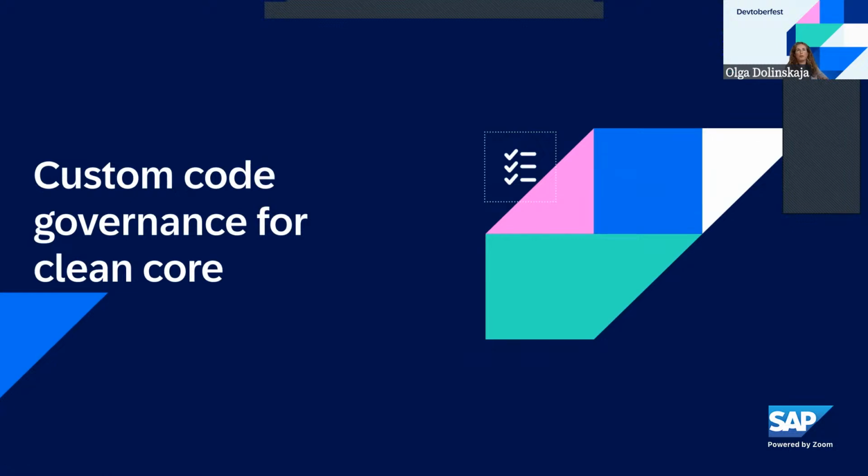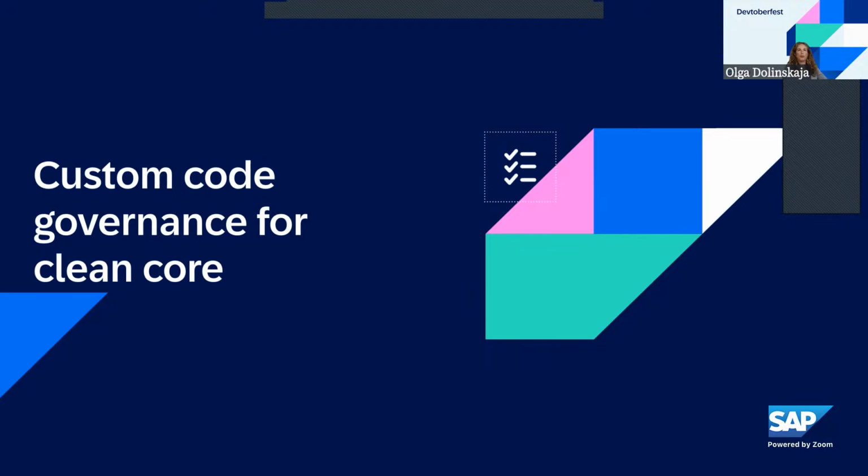We have talked about how to develop clean core ready inside of the system. And the next topic would be how to govern the rules of this clean core development. Because the one thing is to establish these rules, to use the ABAP Cloud development model as far as possible, but how to control that you develop extensions that are really clean core ready.